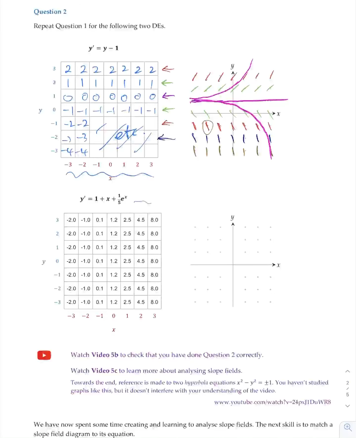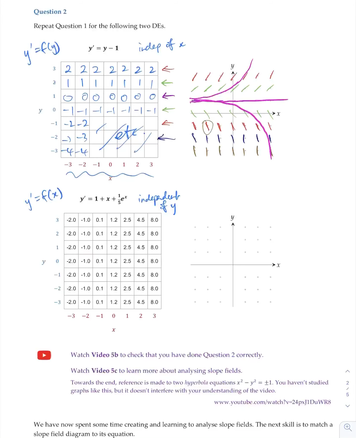Nice one here. I calculated the values for you, to save you some effort. But the important thing is this is independent of y. This one was independent of x. We've looked at these. This is y dash equals f of y, and this is y dash equals f of x.